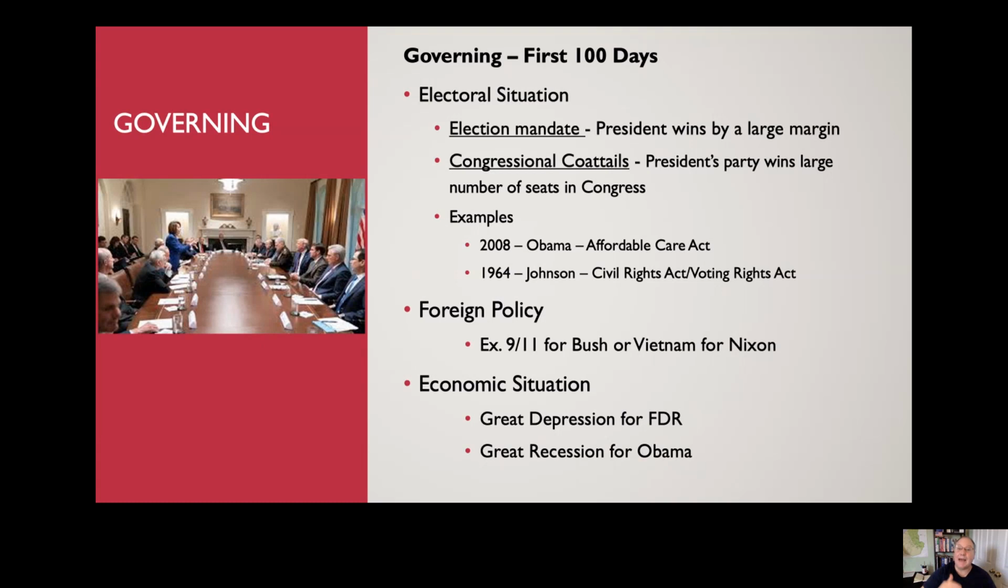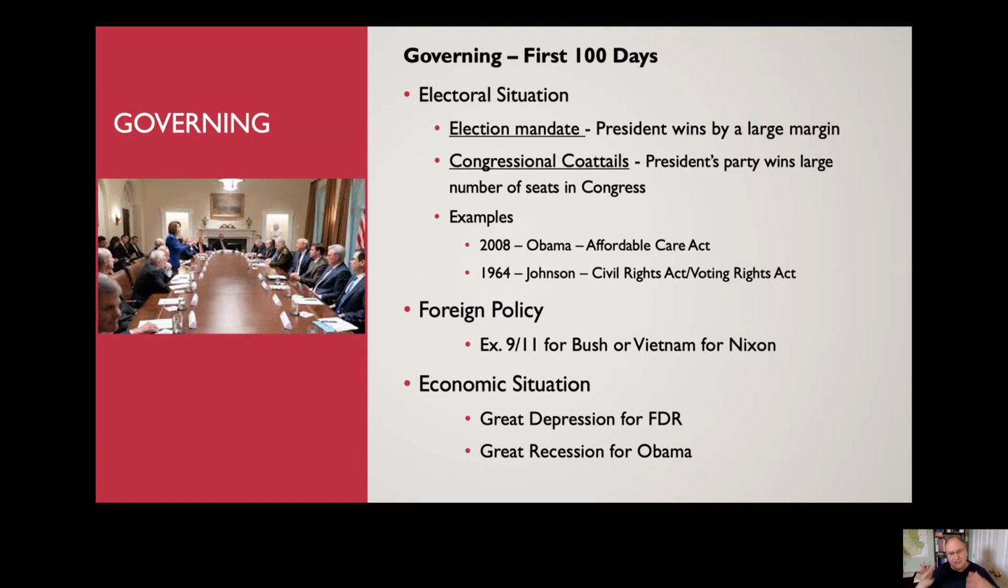Some other examples of things that presidents have to deal with in those first 100 days are foreign policy entanglements. I guess this doesn't really count for 9/11 for Bush, as it wasn't within the first 100 days. It was within the first 200 days, maybe 250 days, but something that derailed what he was planning on doing, and he really had to focus on that. And then Vietnam for Nixon, when Nixon came into office, there was no ignoring that. He had to deal with Vietnam in those first 100 days.